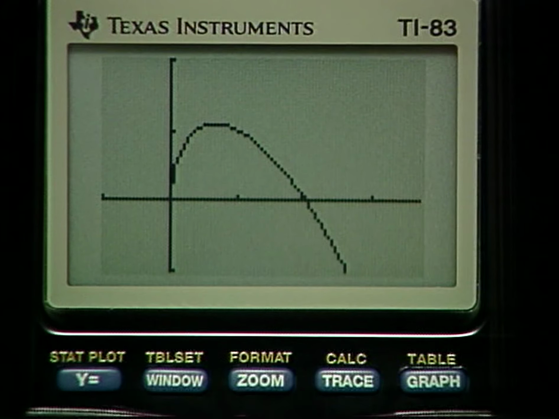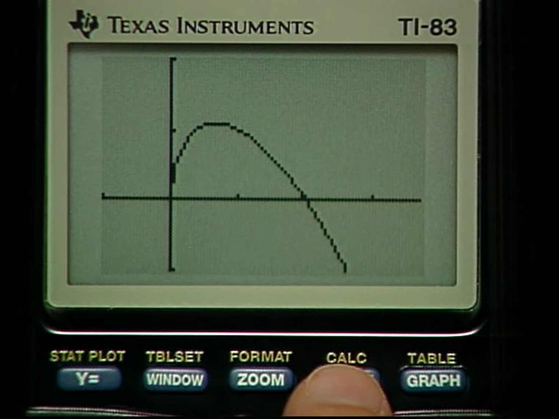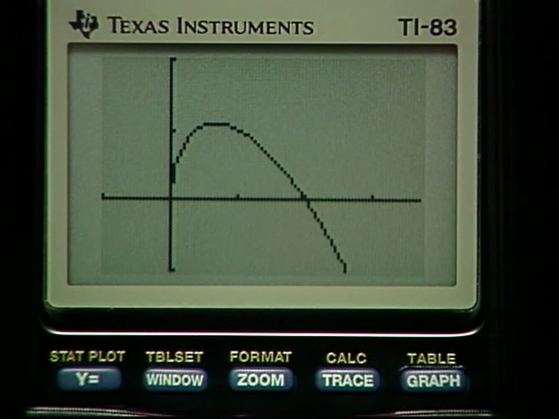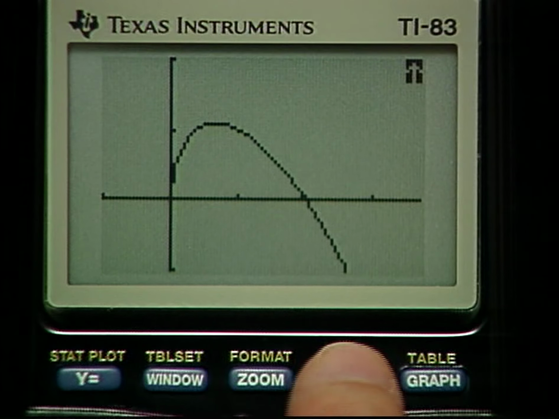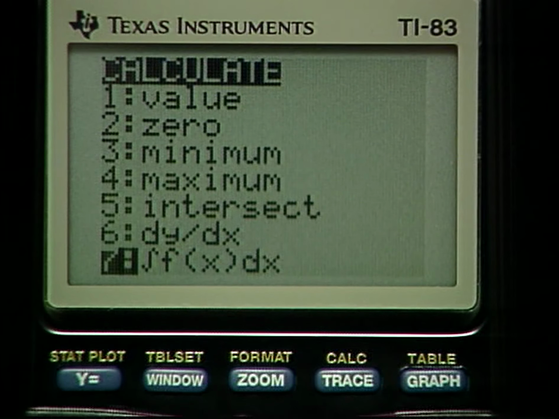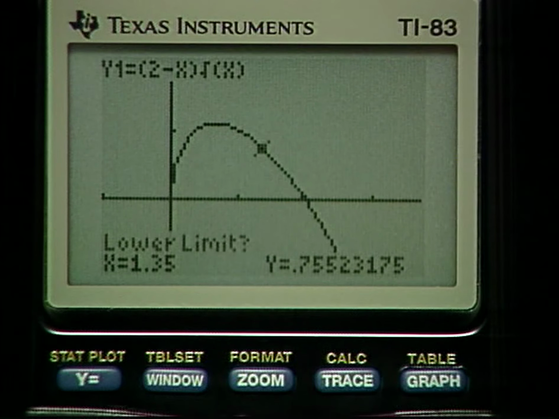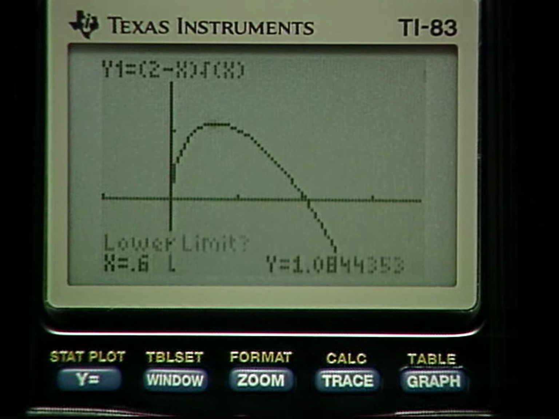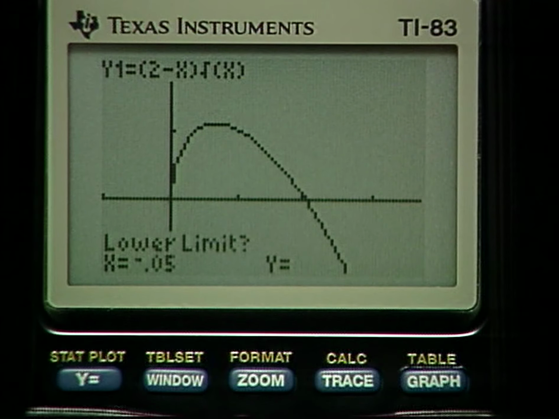in just a moment. Now to calculate this integral, I want the calculation menu. That's the second function on trace, so I'm pressing second and trace. And now I'll go down to item number 7, the integral of f of x dx. And it's asking me for the lower limit, and the prompt is for me to cursor over to it. So this is kind of like tracing, isn't it? And I'm going over to the point of x being 0.